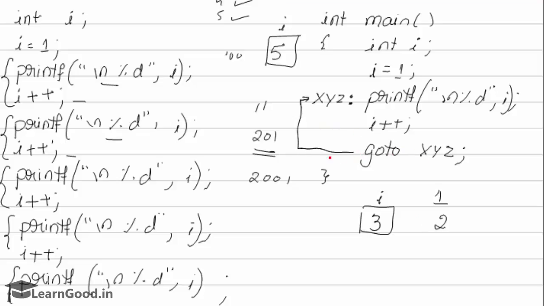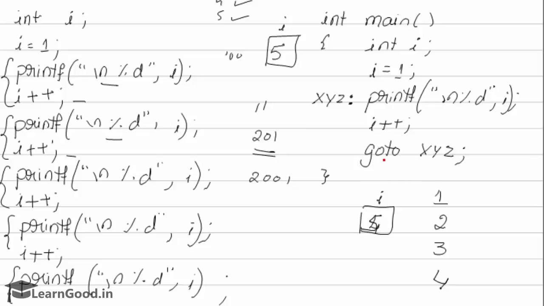So that means I'm going backward. When I go backward, this printf and I plus plus are executed more than once. Now when it goes back, printf I, the I value is at present 3, so 3 is displayed. Then again I plus plus, I value becomes 4. And then again go to XYZ, goes back to this XYZ line, and then printf I, so 4 is displayed. And then again I plus plus, I will become 5.